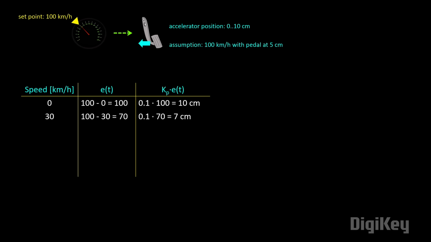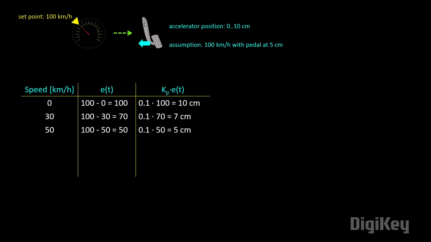Times our constant of 0.1, that means we begin to let off the gas pedal by a few centimeters. At 50 kilometers per hour, we've moved the gas pedal to 5 centimeters. Remember, that is our assumed cruising pedal position. Do you see the problem? We're not at our desired speed. At 50 kilometers per hour and a pedal position of 5 centimeters, we'll continue to accelerate some.